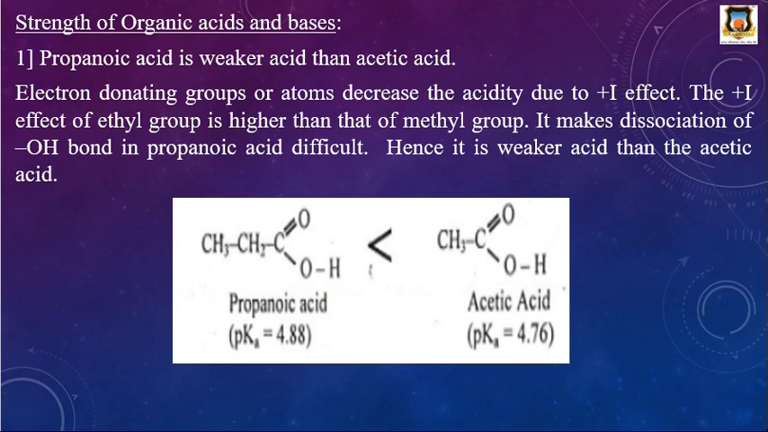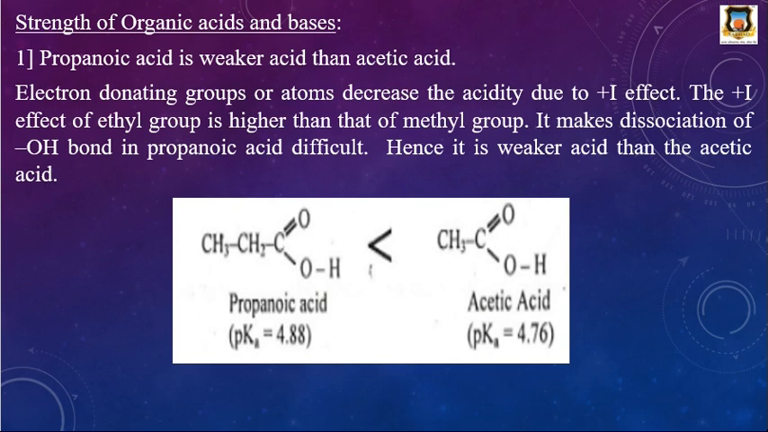As electron donating groups or atoms decrease the acidity due to plus I effect. Then in this case, in propanoic acid, the alkyl group is ethyl and in acetic acid, the alkyl group is methyl. The plus I effect of ethyl group is greater than the plus I effect of methyl group, and due to this it makes the dissociation of OH bond difficult in propanoic acid because it continuously increases the electron density around this carboxylic acid group.